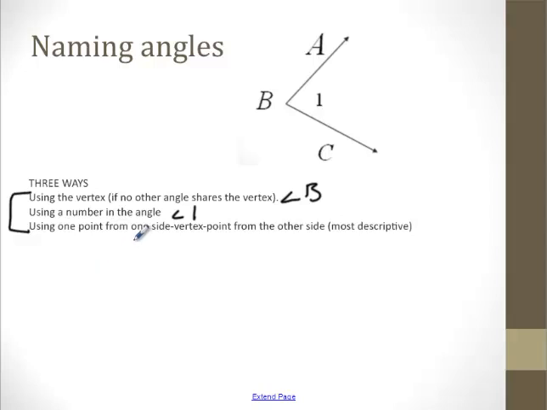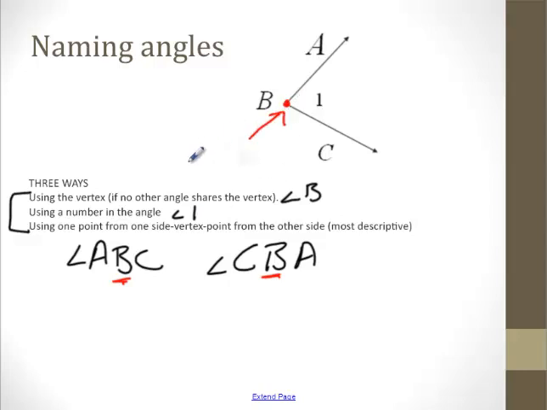We could name it using all 3 letters. With all 3 letters, you've got to go in order. ABC, CBA. So there's 2 possible ones you could do here. Angle ABC, start from one edge, go to the vertex, go to the other edge, or angle CBA. Now, something to pay attention to, the most important part: the vertex is in the middle. The vertex is where the 2 rays meet. As long as the vertex is in the middle, you've named it correctly.